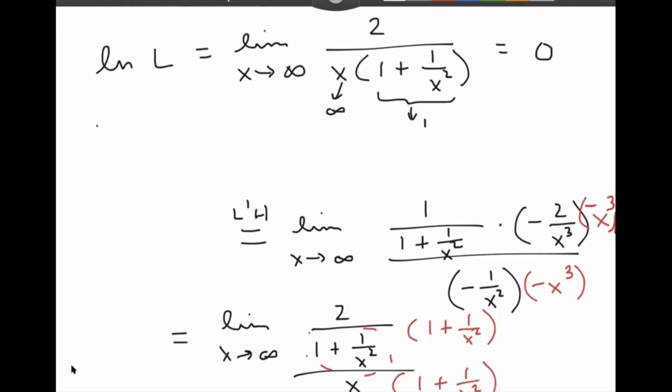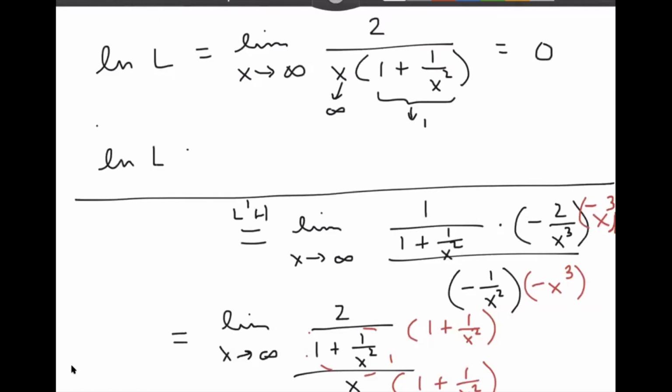All right. So finally, since the natural log of L is equal to 0, that means that e to the natural log L equals e to the 0, which means that L, the limit that we're looking for, is 1.